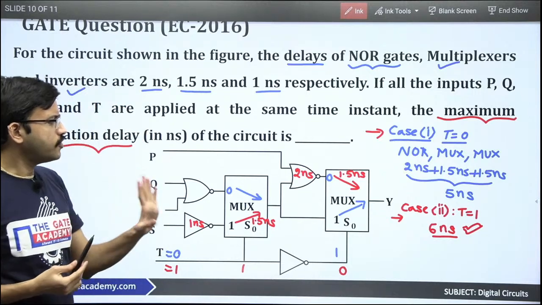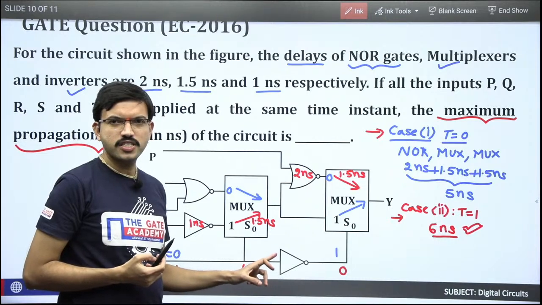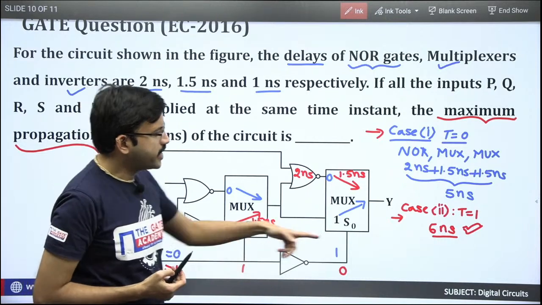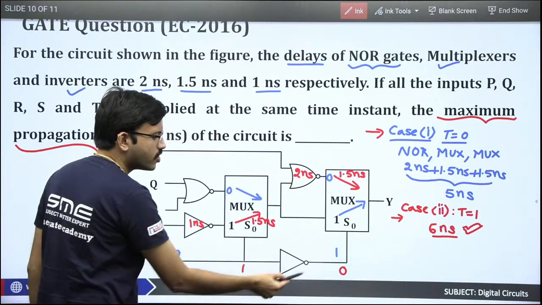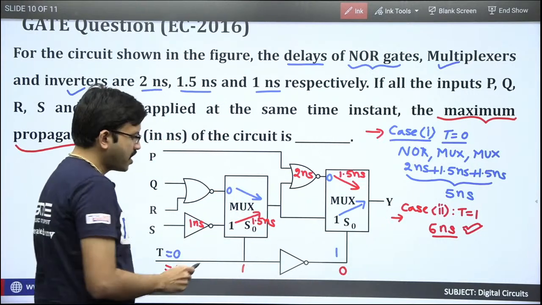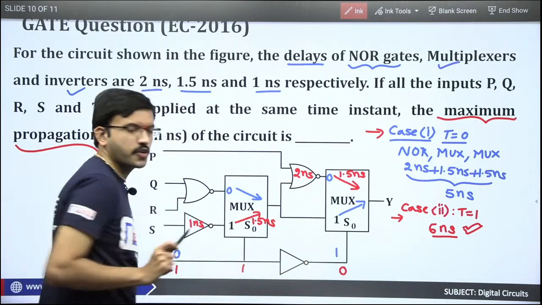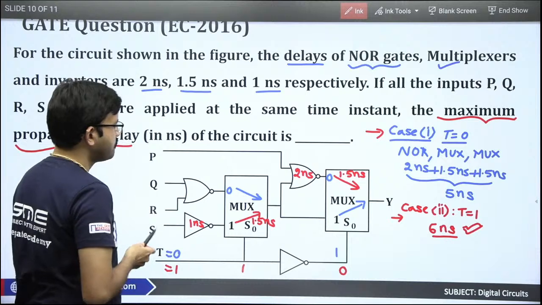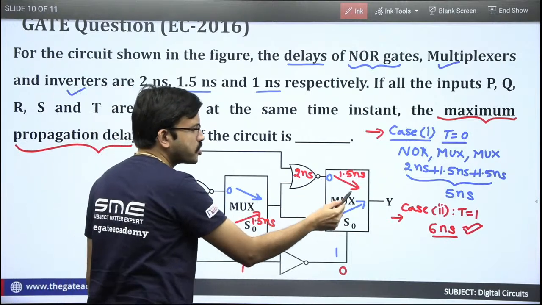So if you observe, because of this inverter you are getting the answer as 6 nanosecond. Suppose the inverter is not there, and the t input is connected directly here also as the selection line. Then if the selection is 0, here I0 will be connected, here also I0 will be connected.